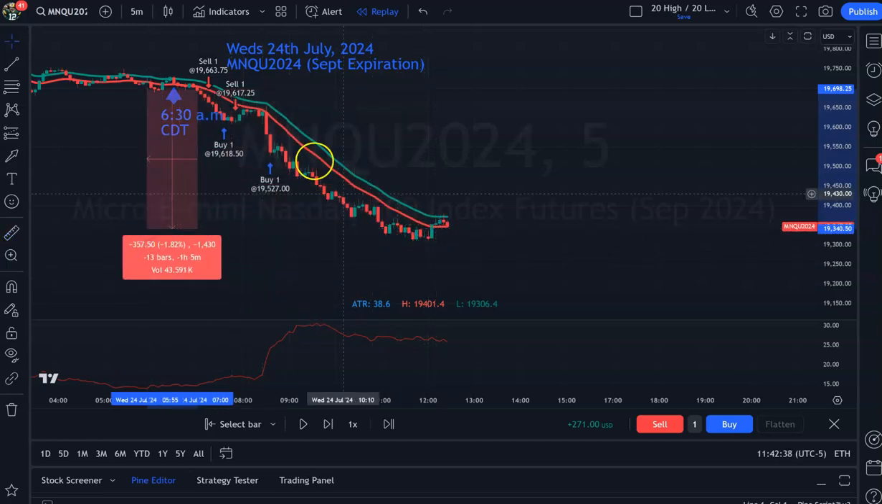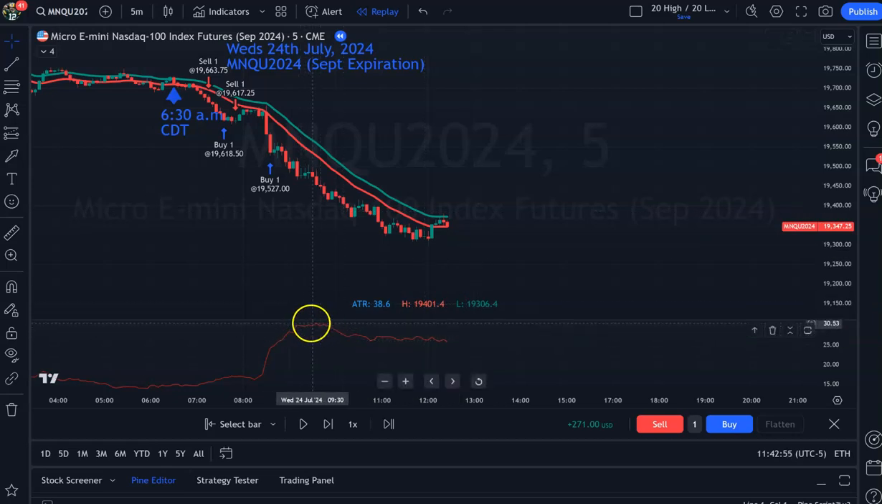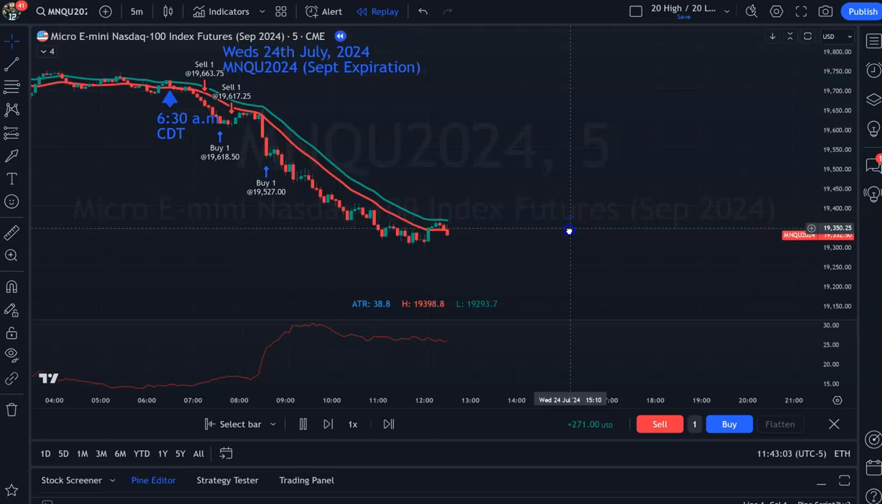Normally, what will happen if conditions are good, it will respect that green line. We can see here now we're testing it. The thing I don't like is these lines now are starting to even out and get ready to head to the upside, it looks like. Now, look at how this ATR also has increased. We're up to 38 points during a 5-minute period, which is nice. It's nice for us as a trader.